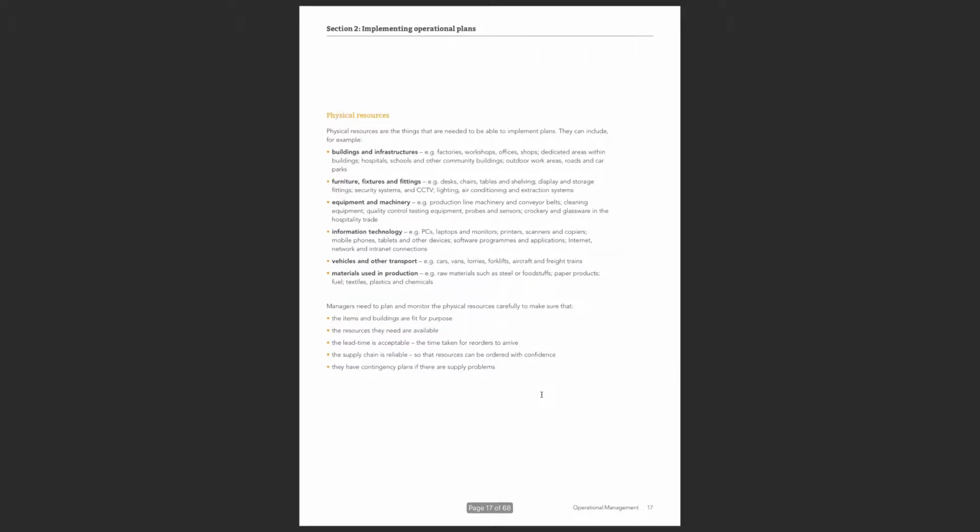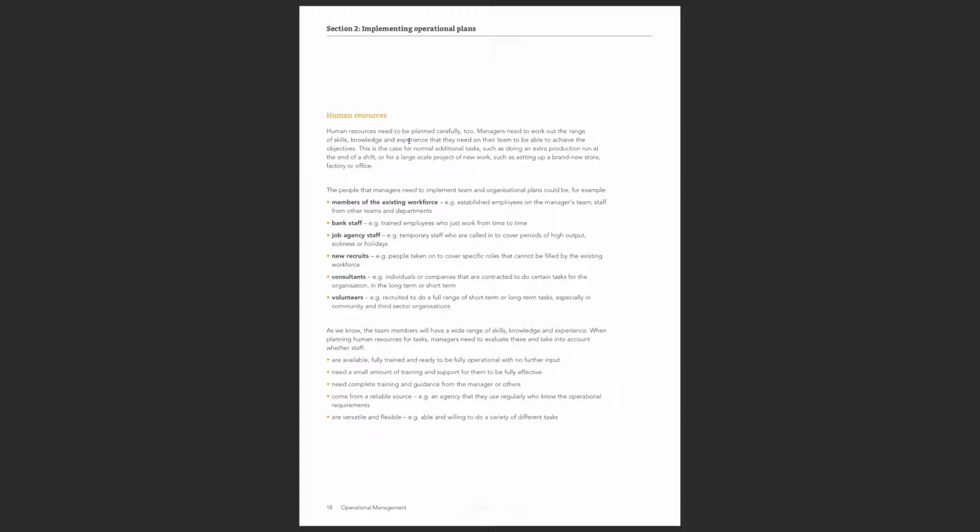Then, let's have a look at physical resources on page 17. We have to plan and monitor the physical resources carefully to make sure that the items and buildings are fit. Resources can include buildings. On our previous example with increasing the appointments, is it realistic? Do you have rooms available? Which leads to furniture, fittings, equipment, and machinery. Do you have specific medical tools that are needed? Lighting, even basic resources like air conditioning or CCTV. And information technology, like do you have the relevant technology resources to support your new project?